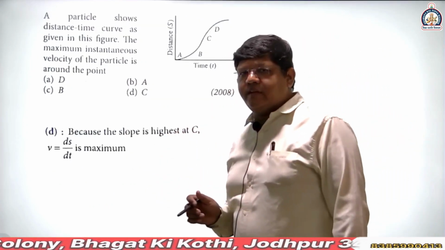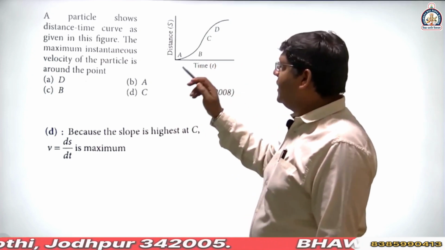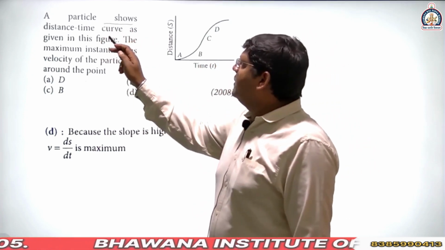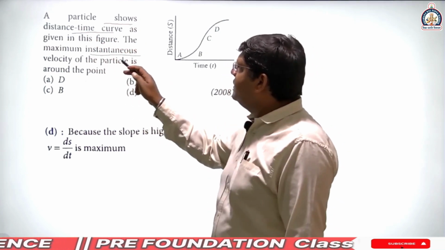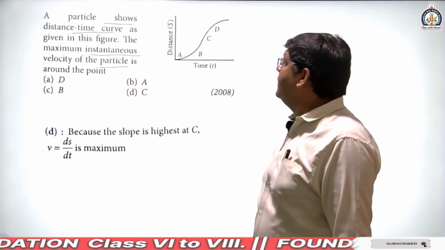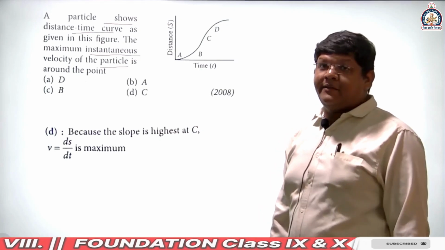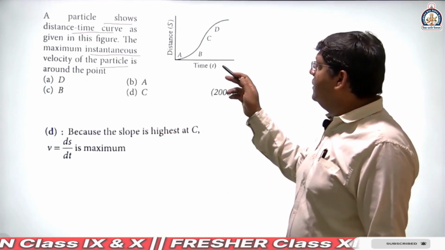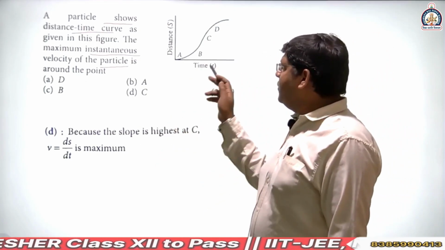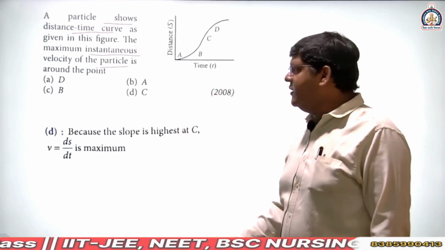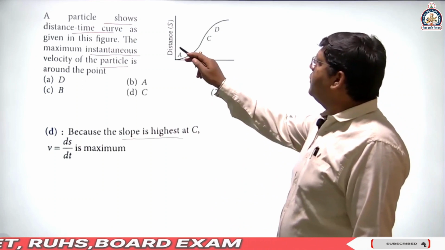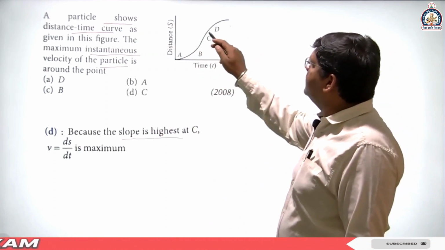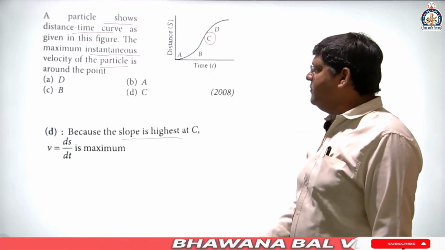The next question is the graphical representation of distance and time. The question says a particle shows the distance time graph as shown in figure. The maximum instantaneous velocity of the particle will be. We have to calculate the maximum instantaneous velocity. So for maximum instantaneous velocity the slope should be maximum or highest, and by observing points A, B, C, D we can see C is having the maximum slope.